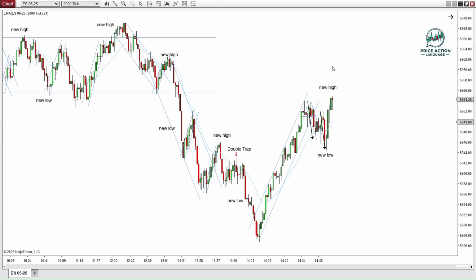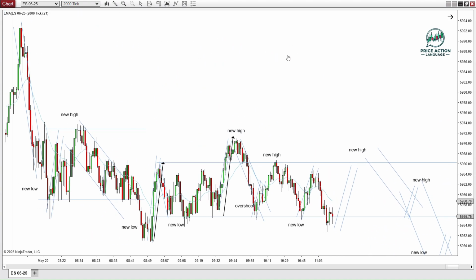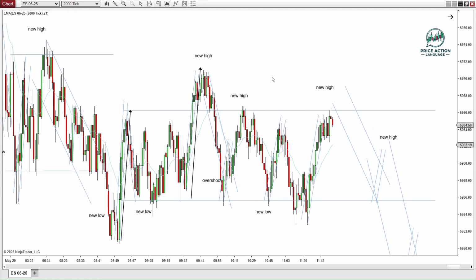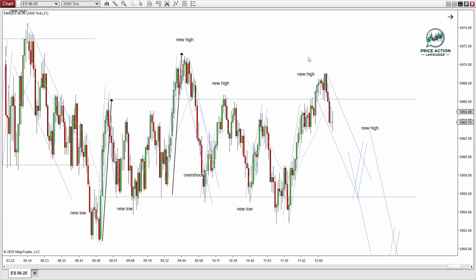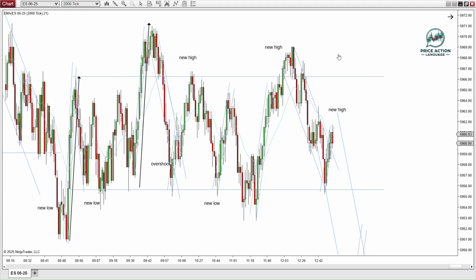So yeah, guys, today was a great day. Not many setups were presented today, but it's okay. It was very predictable price action. A great day to follow price action and just see how price action plays out.